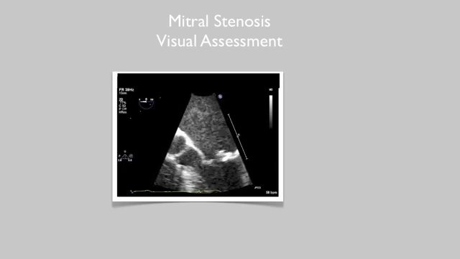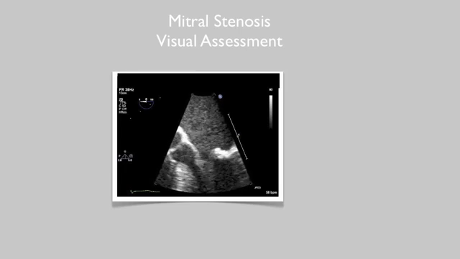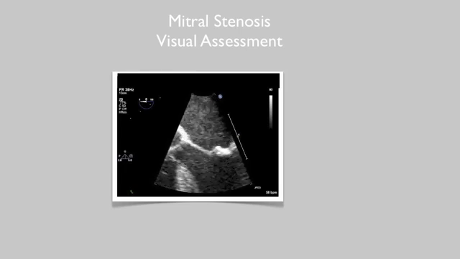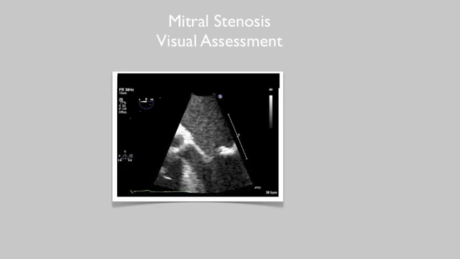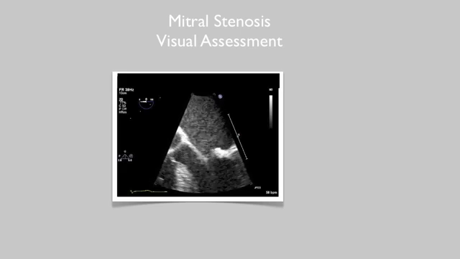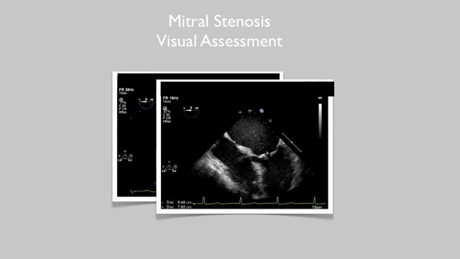Here we see a heavily calcified and immobile posterior leaflet with spontaneous echo contrast, also known as smoke, in the left atrium. This sluggish flow is consistent with significant mitral stenosis. This image shows a significantly dilated left atrium and rightward deviation of the interatrial septum, suggesting pressure overload of the left atrium.